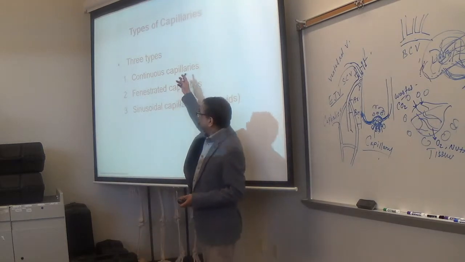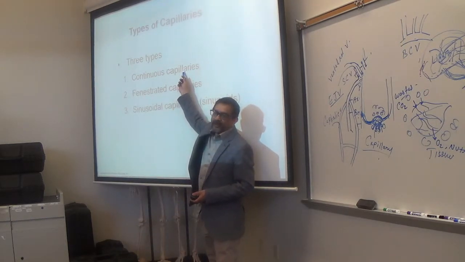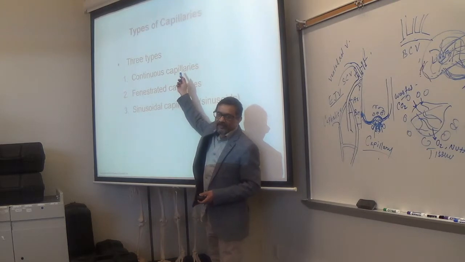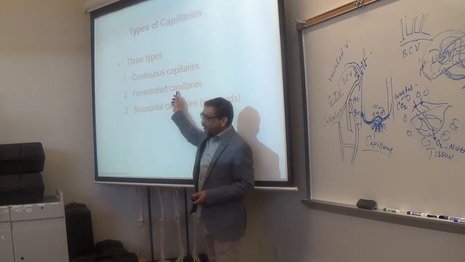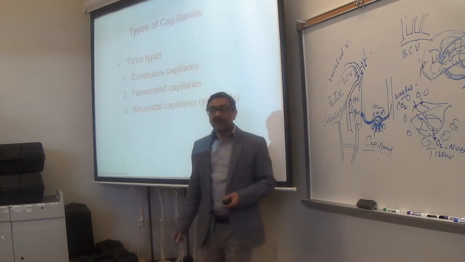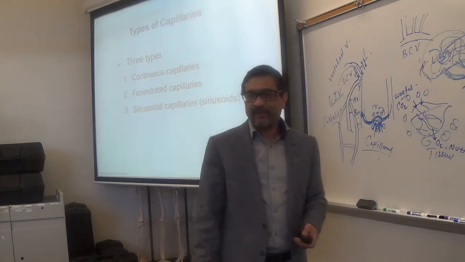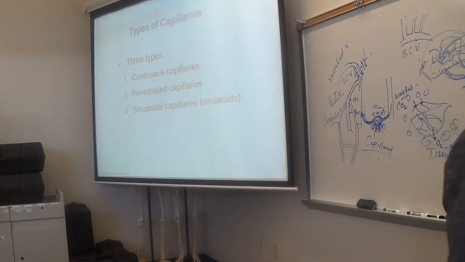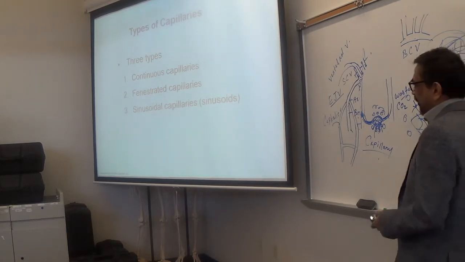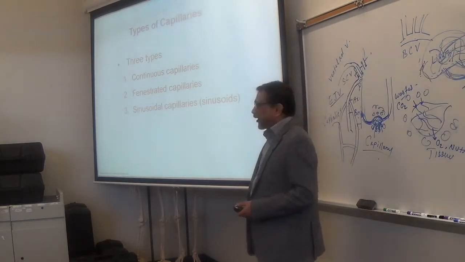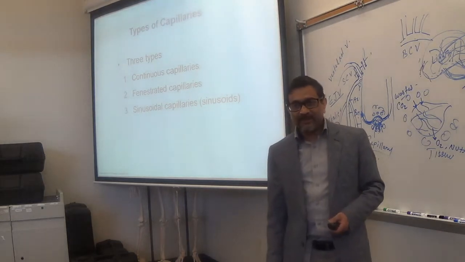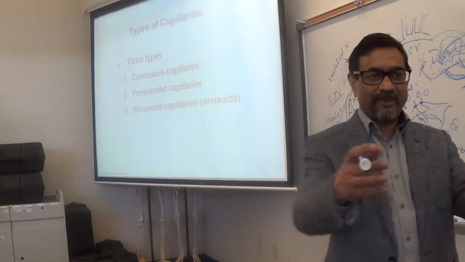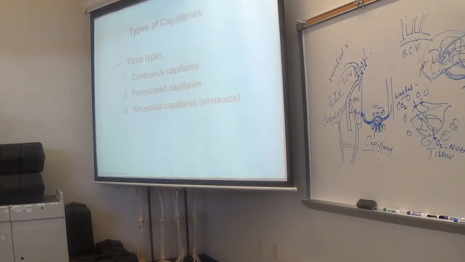In continuous, the pores are very small. In case of fenestrated, larger than continuous. In case of sinusoidal, very large. Make sense? Very big. More porous. So, continuous are less porous, fenestrated are more, and sinusoidal are most. Make sense? Porous. Let the chemicals of fluid pass.